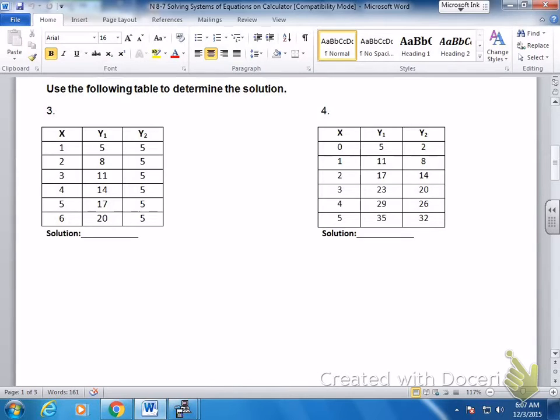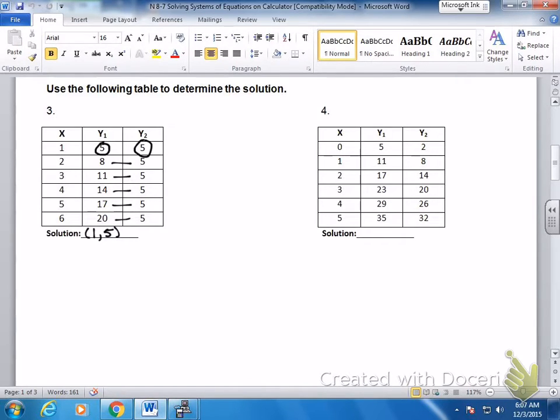So if I look at x equals 1, I see y1 equals 5 and y2 equals 5. So our x value in our solution is the 1. The y value in our solution is the 5. If you look at all the rest, none of them match, so none of those other ones could be solutions.